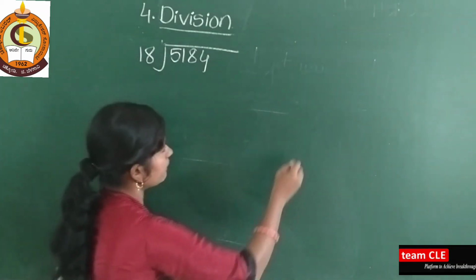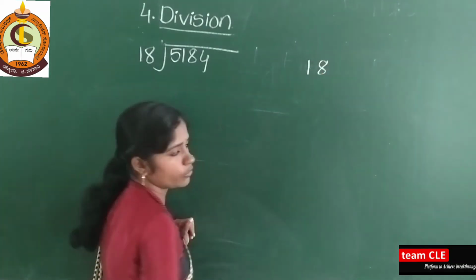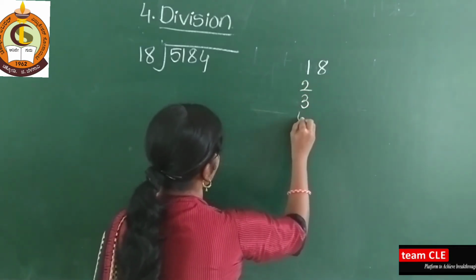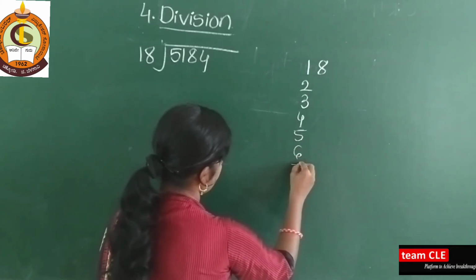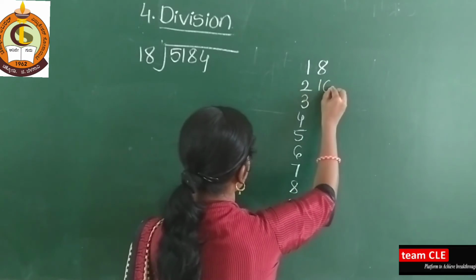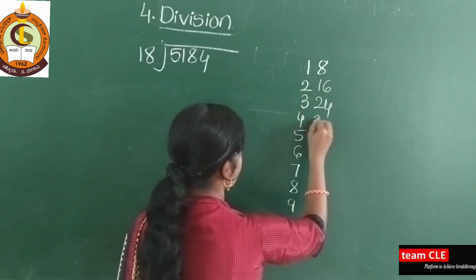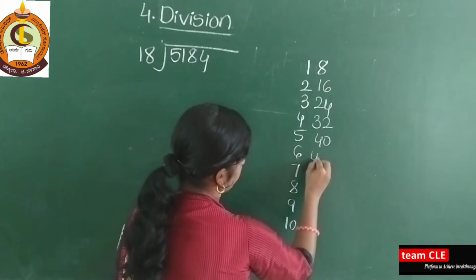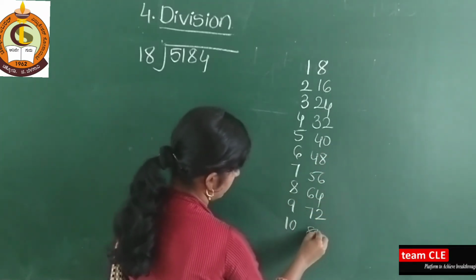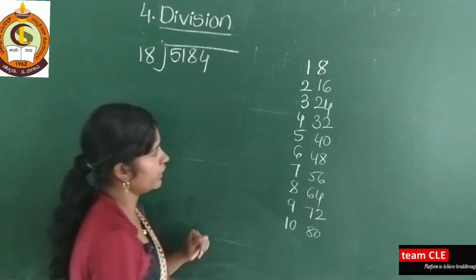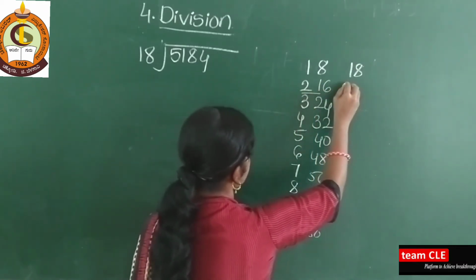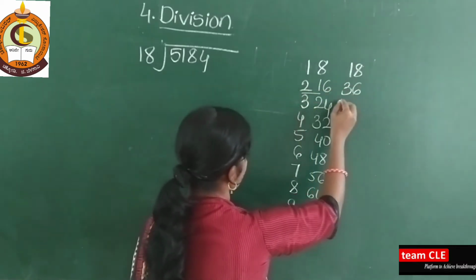So write here the 18 table. If you don't know it, then you can use that trick. First you write here 1 2 3 4 5 6 7 8 9 10. So write here the 8 table, yes, here I wrote the 8 table. So here 18 ones are 18. Okay. Next you add: 2 plus 1 is 3, so 36. 3 plus 2 is 5.